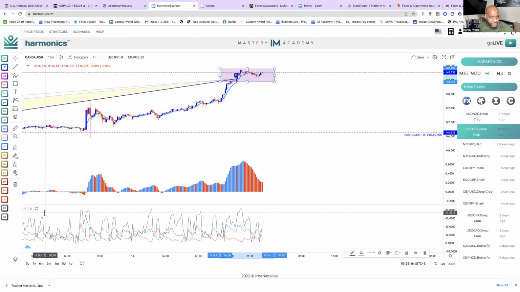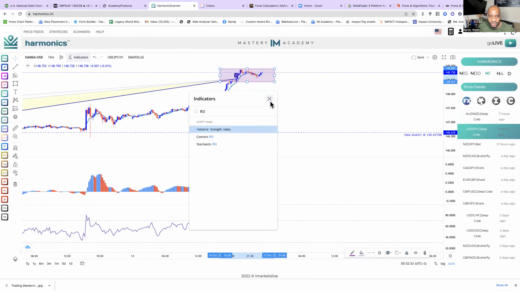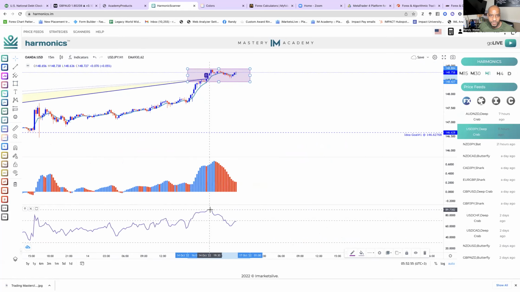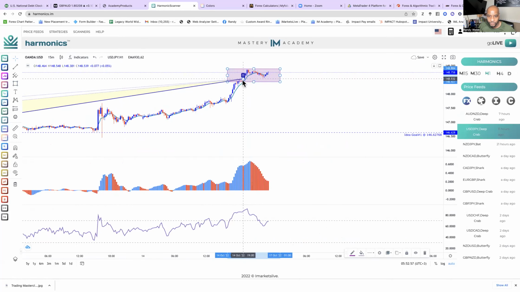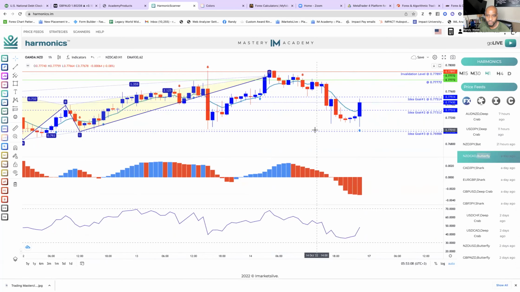I like to use the RSI, with 14 as the number set up there. So nothing major here. I don't see anything major that would say it's time to go in this trade. So let's look at something else. Let's go down to 15.